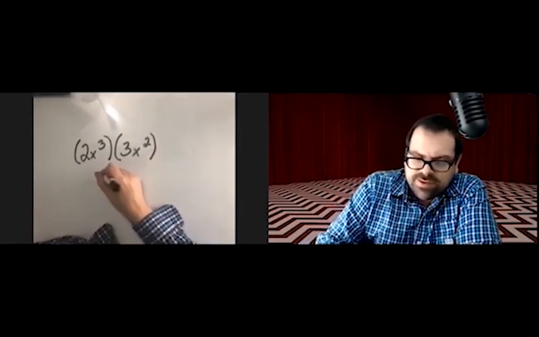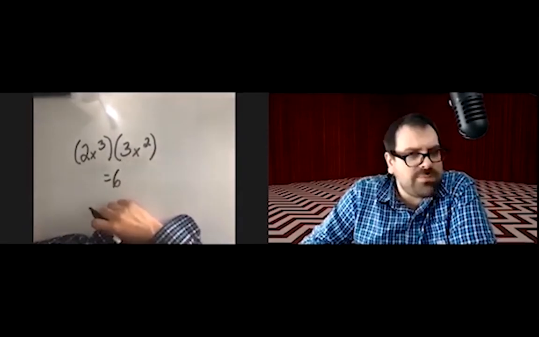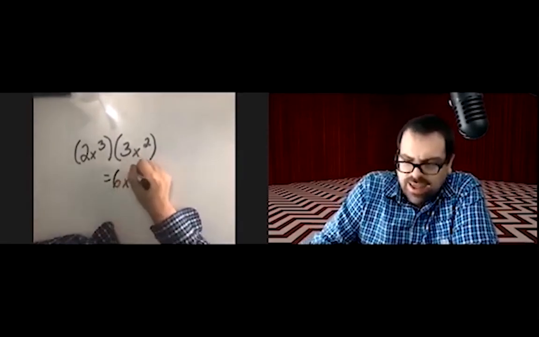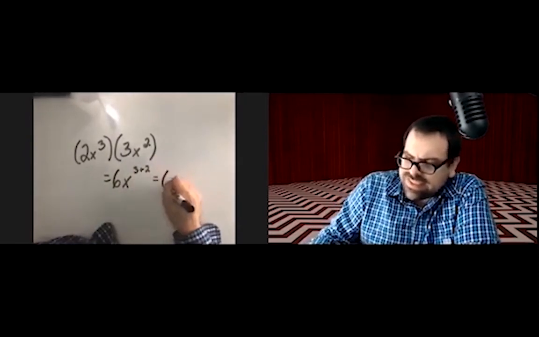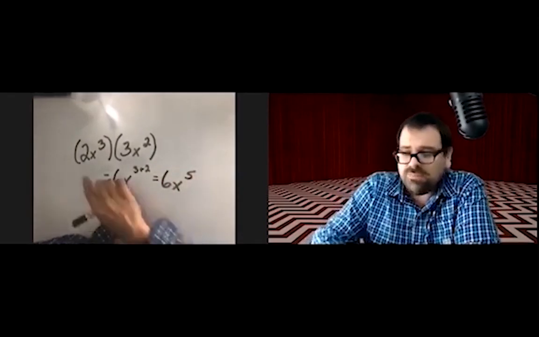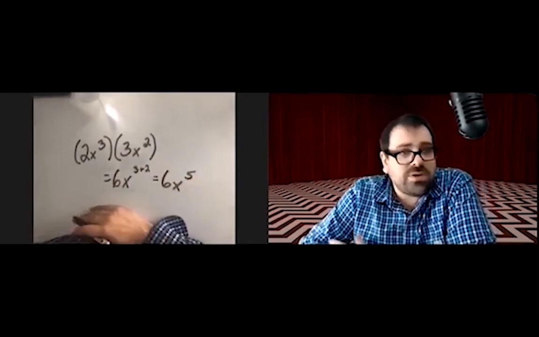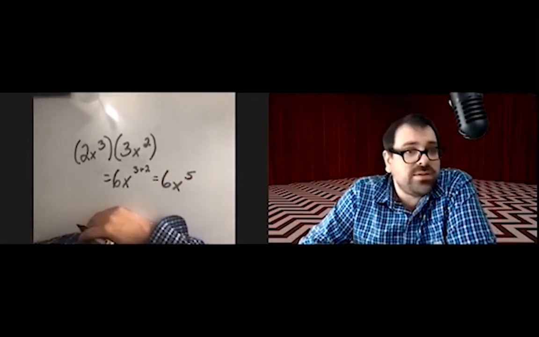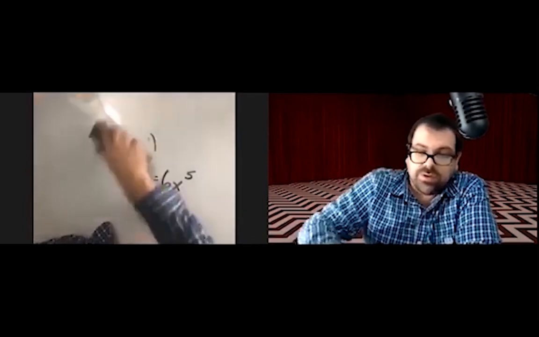2 times 3 is 6, sure. But what's x cubed times x squared? We add the exponents. So 6x to the 5th. But we did that. We know how to do that. Multiply the numbers. Multiply the x's. To multiply the x's, we add the exponents. We've been prepping for this without realizing it. So let's do another.